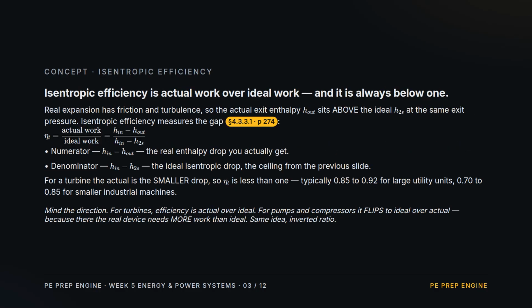A real turbine always falls short of it. Real expansion has friction, so the actual exit enthalpy sits above the ideal one at the same exit pressure. Isentropic efficiency is the real enthalpy drop over the ideal drop. Eta T equals Hn minus Hout all over Hn minus H2s. For a turbine, the actual drop is smaller, so efficiency is below 1, typically 85 to 92% for large utility turbines. Watch the direction. Turbines are actual over ideal. Pumps and compressors flip it to ideal over actual.